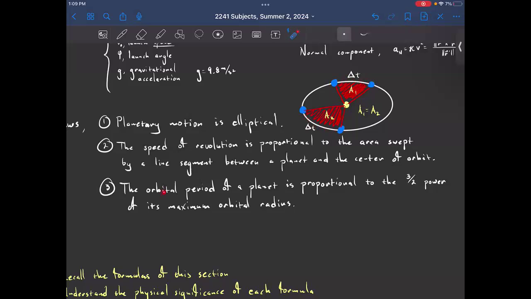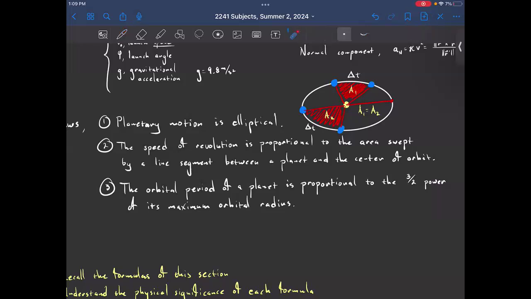All right, last is that the orbital period of a planet, that's the time it takes to go all the way around the orbit, is proportional to the 3/2 power of its maximum orbital radius. And the maximum orbital radius is the distance from the center, so the sun in this case, to the, what is that called? I think it's the perihelion of the orbit.